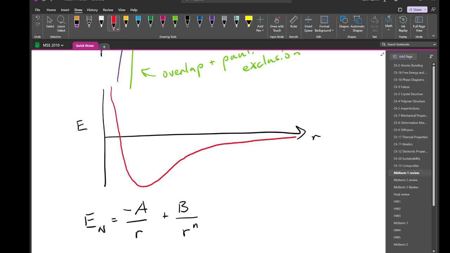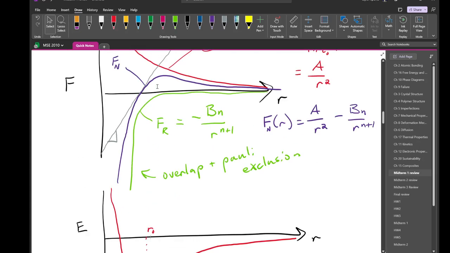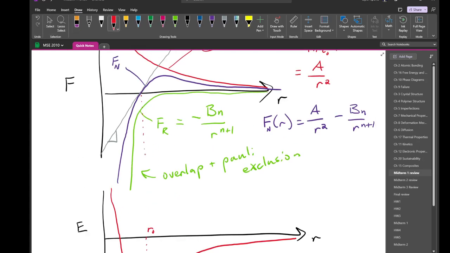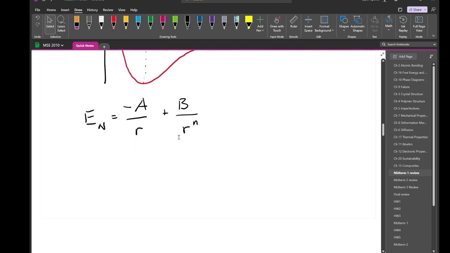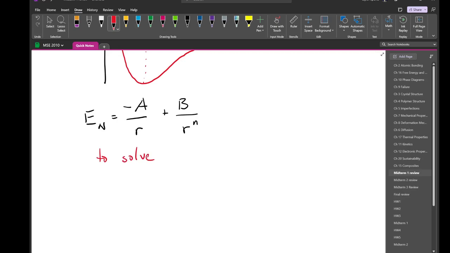Again, we can technically draw a repulsive and attractive energy, but it doesn't matter. This is the net energy one. And the lowest point on this diagram would correspond to the R naught, where our F net was at 0. This point right here, that is R naught, is the same point as this one, where there was no net force acting on your material. So if you wanted to solve for R naught, you could do so. To solve for R naught, we would take our net force expression, set it equal to 0, and at that point, R equals R naught.